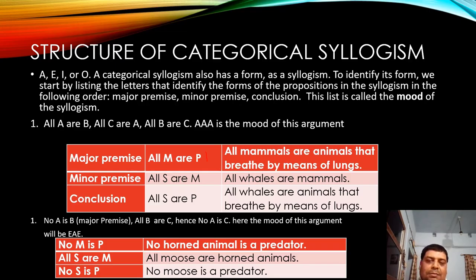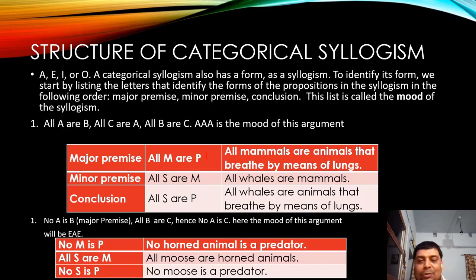Now in a categorical syllogism argument, there are 3 things present. The first one is the major premise, the second one is the minor premise, and the third one is the conclusion. The combination of these 3 is called the mood of the syllogism. A major premise can be A, E, I, O. A minor premise can also be A, E, I, O, and a conclusion can also be A, E, I, O. So these 3 statements each have 4 options. 4 to the power 3, so we can have 64 types of moods of categorical syllogism.